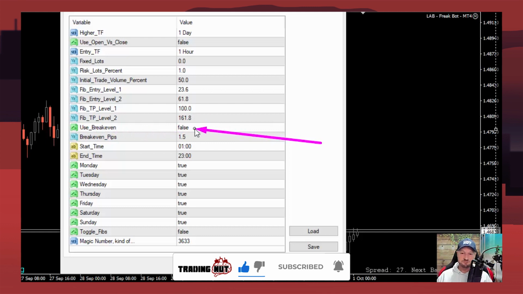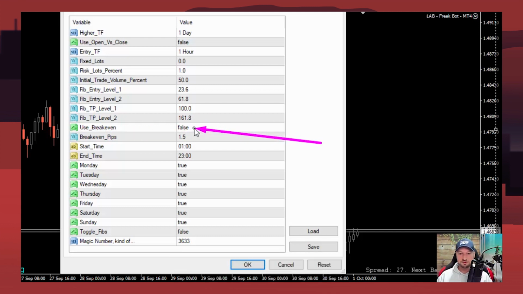Now this is the break even. If you do want to use break even, turn that to true, and then that first trade that gets exited at 50% in this case of the risk, we'll move the stop to break even plus 1.5 pips for the second trade. So that's how that works. You could play with that and make that 10 pips, 5 pips, whatever it is.